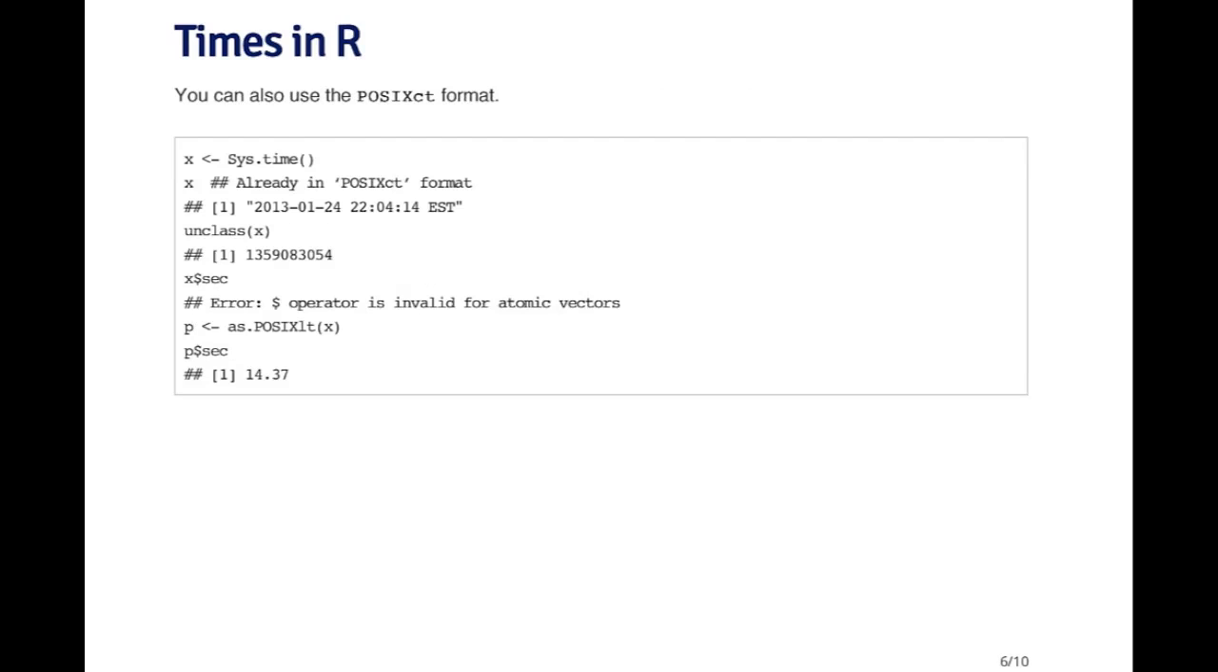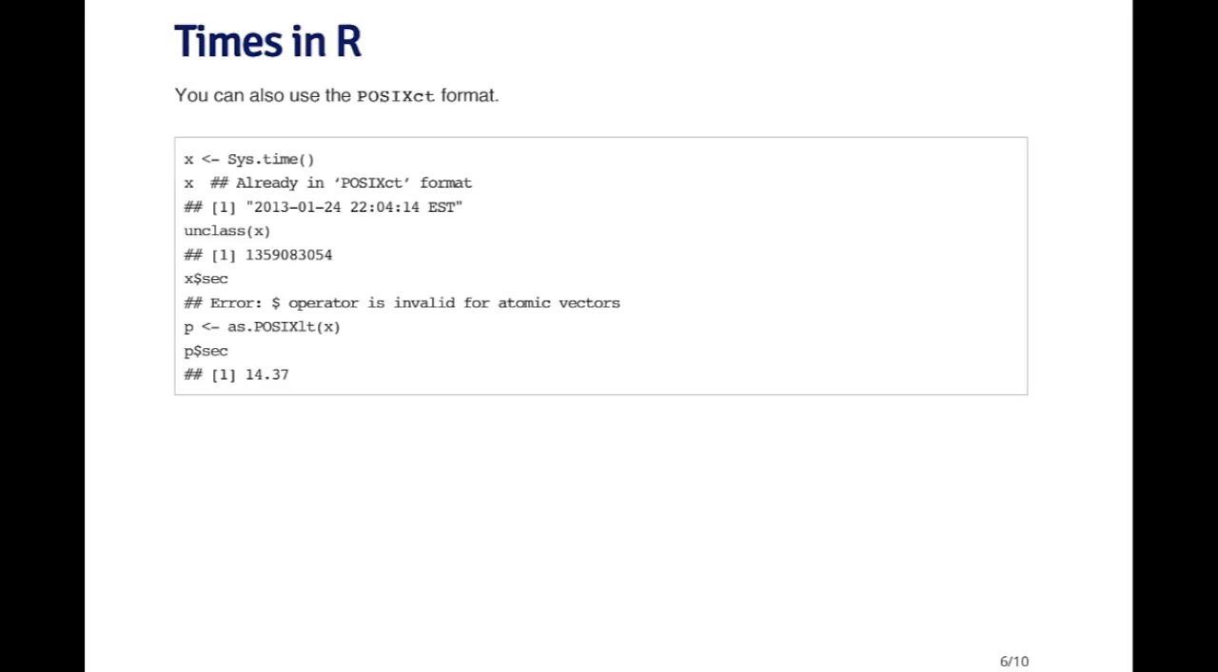The POSIXct format, you can also get it from the Sys.time function, and you can see that if I unclass this POSIXct object, I get this very large integer because that's just the number of seconds since January 1st, 1970. Now, if I try to apply the list operator, the $ sign, to this object, you'll get an error because objects of POSIXct don't have these list elements in them.